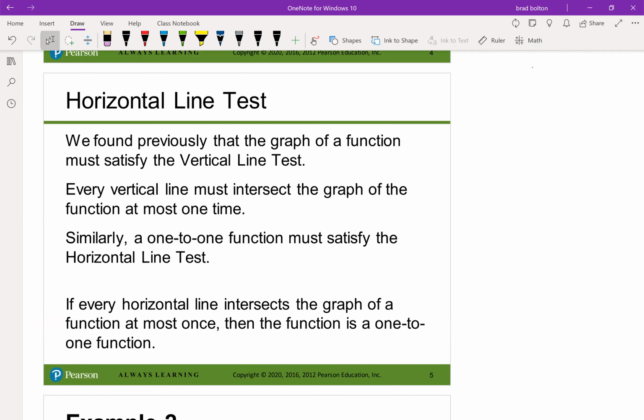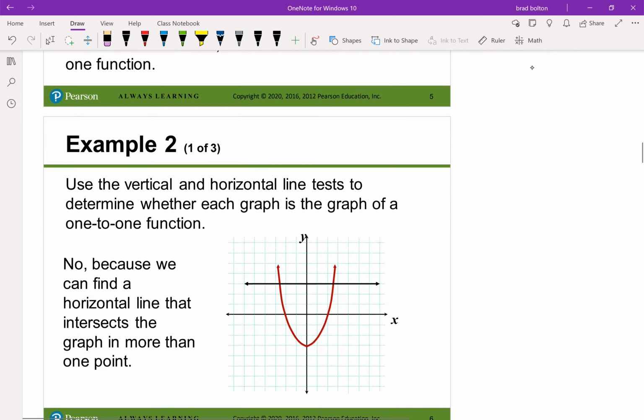So if we have a graph of some function, we can very quickly determine if it's one-to-one by passing the vertical line test. I'm sorry, the vertical line test to determine if it's a function, and now also the horizontal line test to determine if it's one-to-one. So similarly, a one-to-one function must satisfy the horizontal line test. If every horizontal line intersects the graph of a function at most once, then the function is one-to-one. So basically, you can only touch it once with a horizontal line.